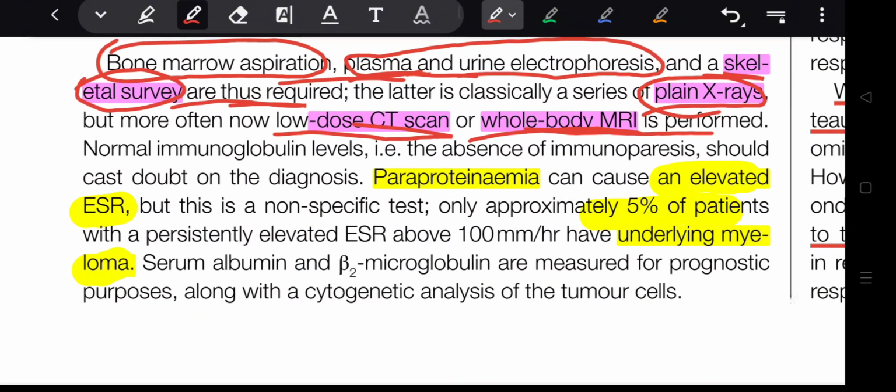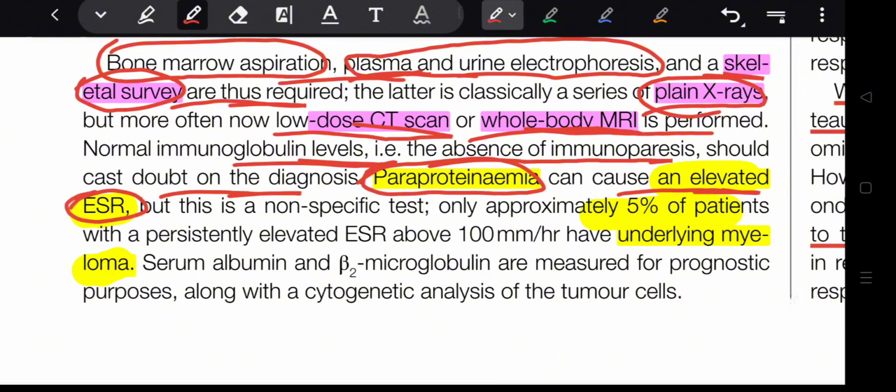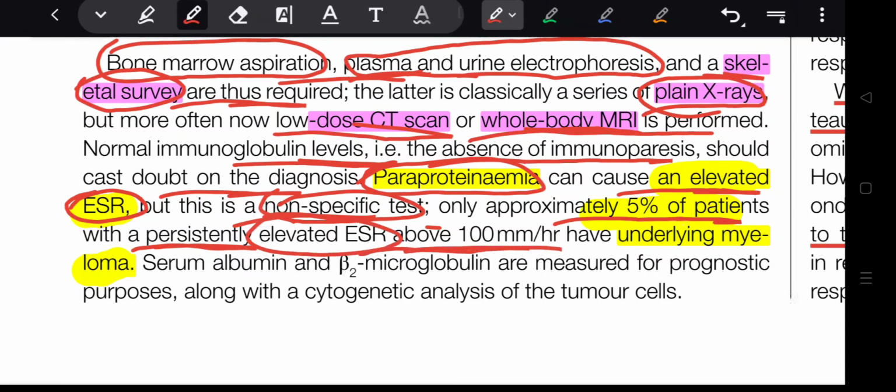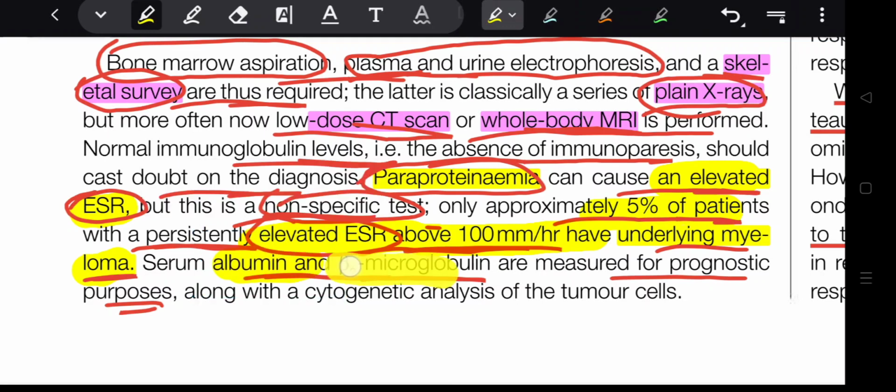Normal immunoglobulin levels, the absence of immunoparesis should cast doubt on the diagnosis. Paraprotein can cause raised ESR, but this is not specific. Only approximately 5% present with persistent ESR above 100 mm/hour, which is significant and suggests underlying myeloma. Serum albumin and beta 2 microglobulin are measured for prognostic purposes, along with cytogenetic analysis of tumor.